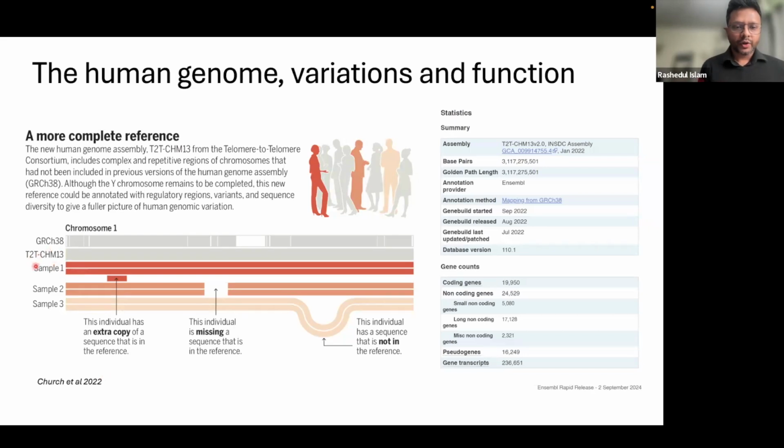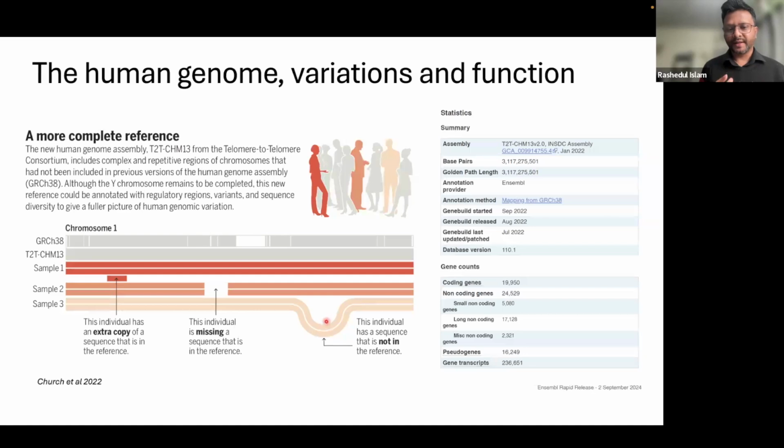Here we are showing some examples, so sample 1, sample 2, and sample 3. We have enormous diversities and differences in DNA sequence within the population. For example, when we compare sample 1 to the reference, this individual has an extra copy of DNA that is not present in the reference. Also in sample 2, this individual has some missing bases, and sample 3 has an insertion of certain DNA sequence when you compare to the reference.